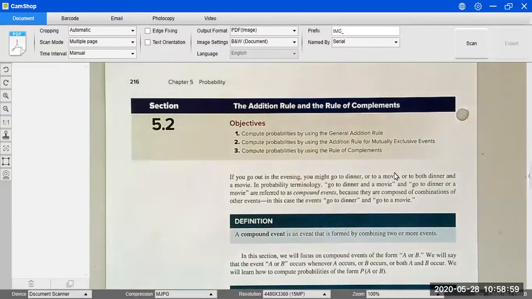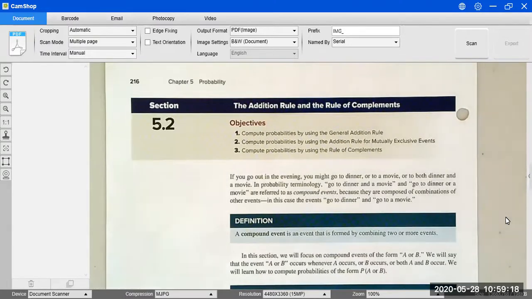So today we're going to cover section 5.2, which is about the addition rule for probabilities. What we're going to do is first read a couple of definitions, and then we're going to work on a problem that I gave you for assignment the last time.